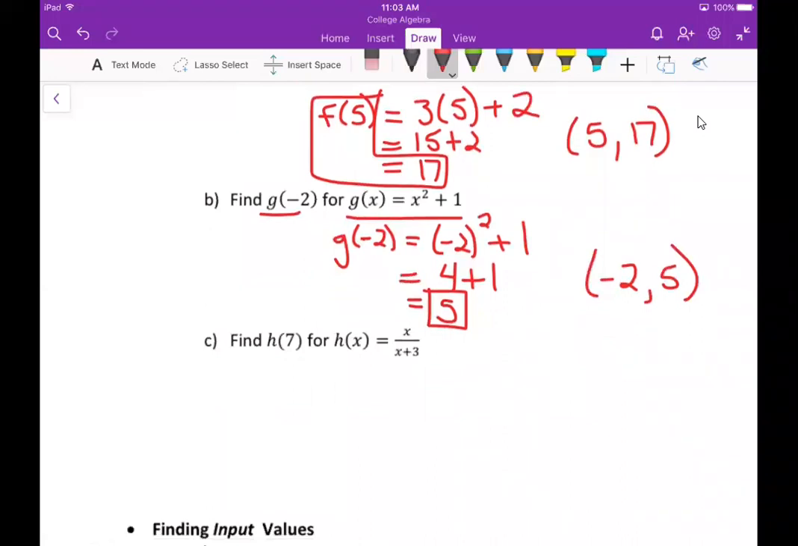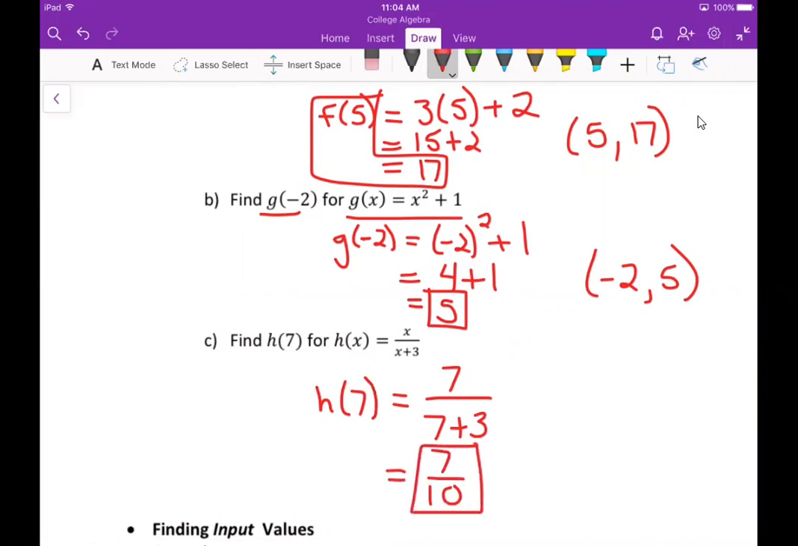We sometimes have more than one place to plug in an input value. That's all right. So here, if I'm finding h of 7, that means I need to take 7 for the x in the top and 7 for the x in the bottom, and just simplify. That means I get 7/10, which is a simplified fraction, and I'm done. It means that if I plug in 7 for my input variable, I'll get 7/10 out for my output variable.